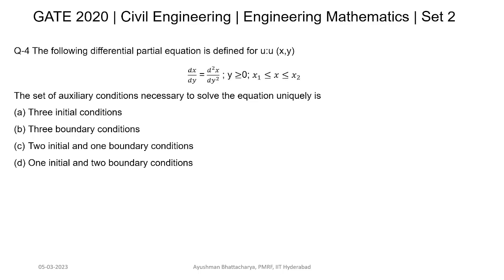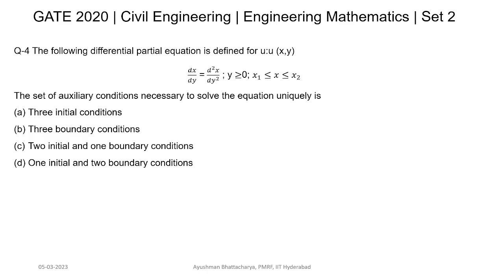So this is question number 4, which came in year 2020, and it is an engineering mathematics set 2. The question says the following partial differential equation is defined for u as a function of x and y: du/dx is equal to d square u by dy square, where y is greater than 0 and x lies between x1 and x2. The set of auxiliary conditions necessary to solve the equation uniquely is, first option, three initial conditions.